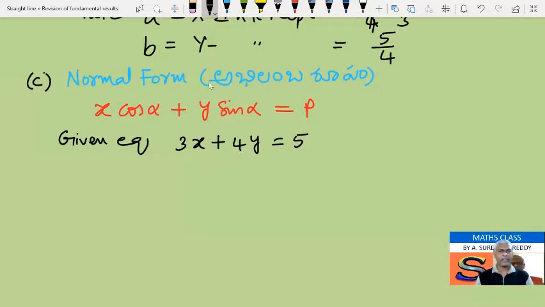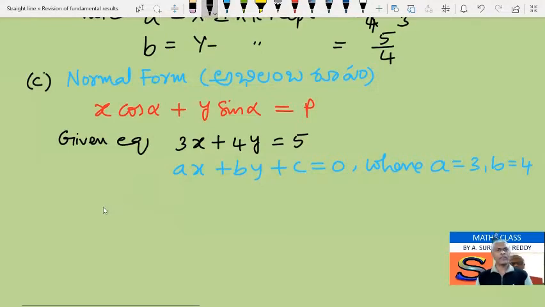Now let us compare this equation with ax + by + c = 0. Here a value is 3 and b value is 4. a and b are coefficients of x and y in the given equation.